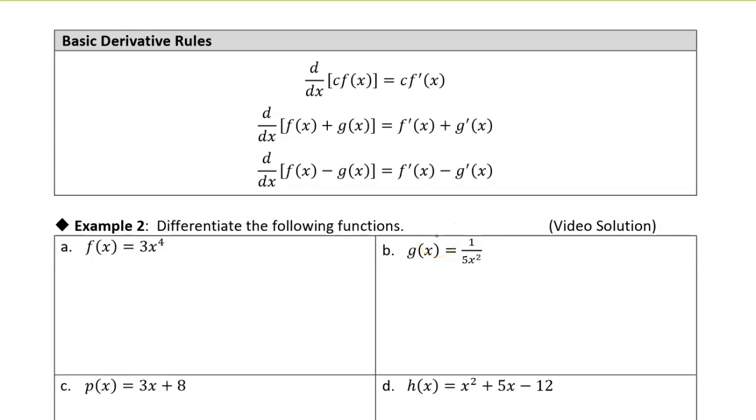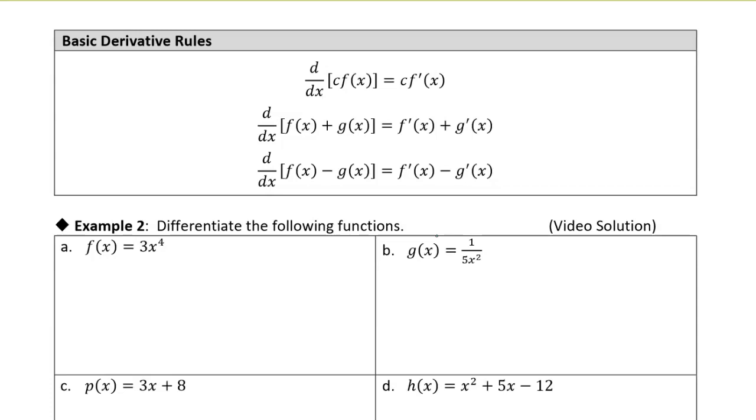In addition to the power rule, we're also going to take a look at some of the basic derivative rules. We're going to look at the constant multiple of a function and the sum and difference of two functions. So these are the easiest rules because they're kind of what you would expect. The derivative of a constant multiple of a function is just a constant multiple times the derivative.